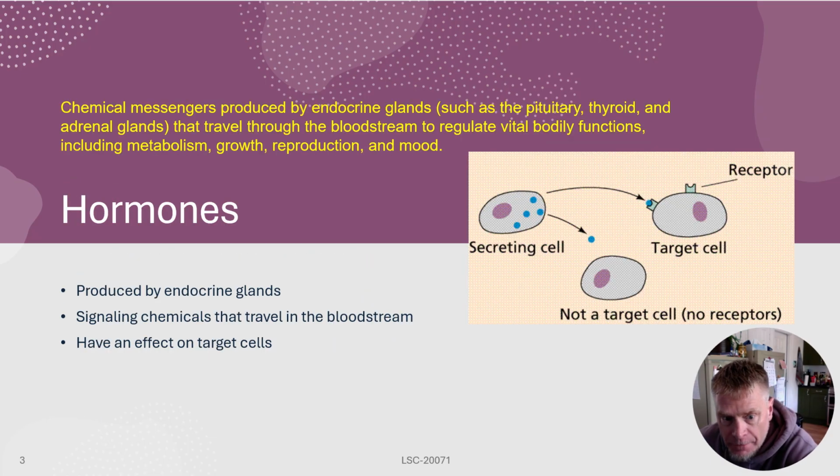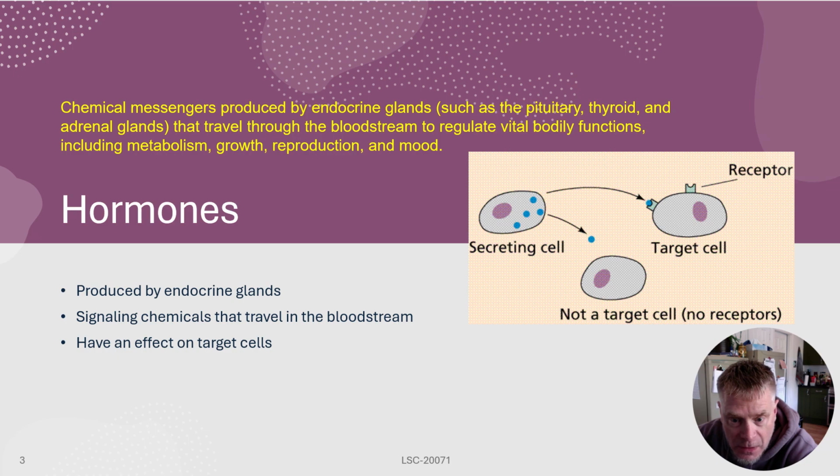So first of all, what is a hormone? It's a chemical messenger produced by endocrine glands. These are glands like the pituitary, thyroid and adrenal glands, and they travel through the bloodstream to regulate vital bodily functions, including metabolism, growth, reproduction and mood.